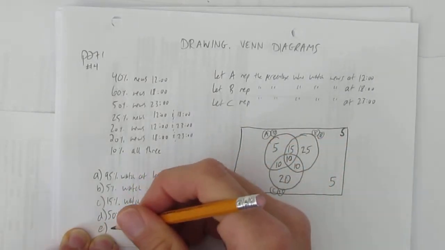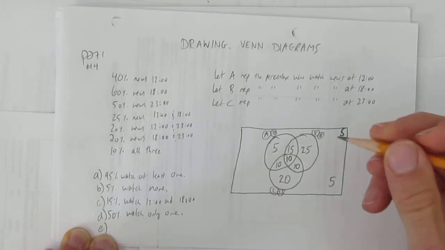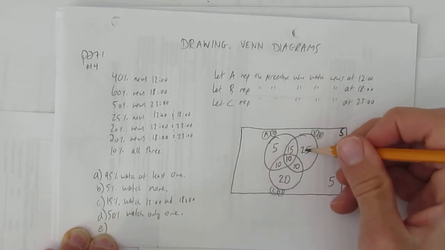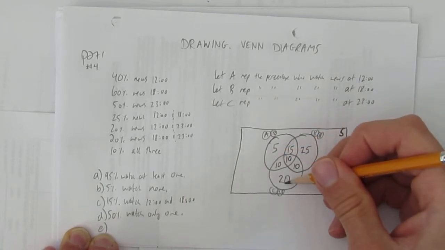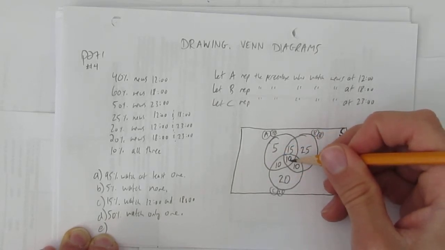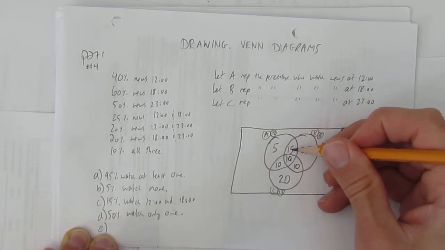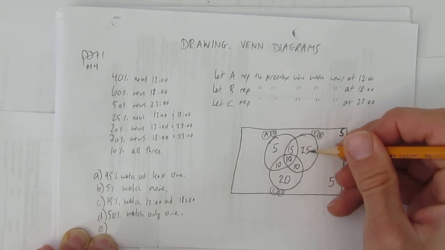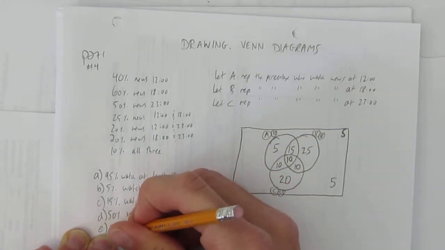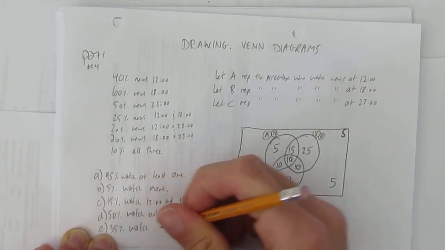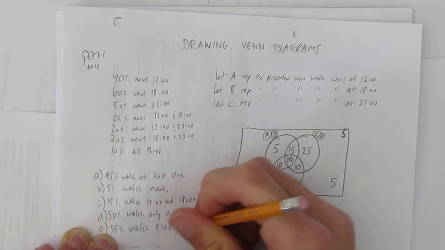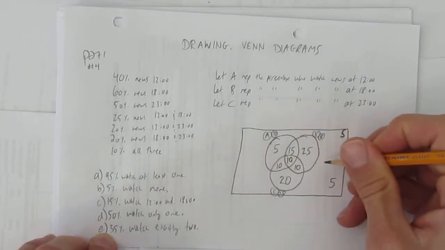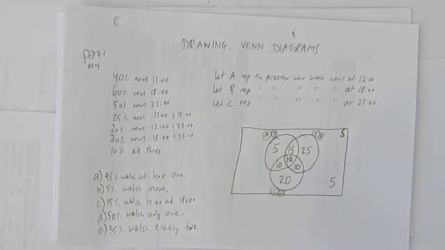And the last question, E, says, what percent view exactly two of these shows? Exactly two of these shows means not one of the shows, that's these three numbers, and not three of these shows, that's the number right here. So exactly two means this, plus this, plus this. What's 10 plus 10 plus 15? 35% watch exactly two. So a Venn diagram is useful for sorting and viewing information and answering questions about that information.